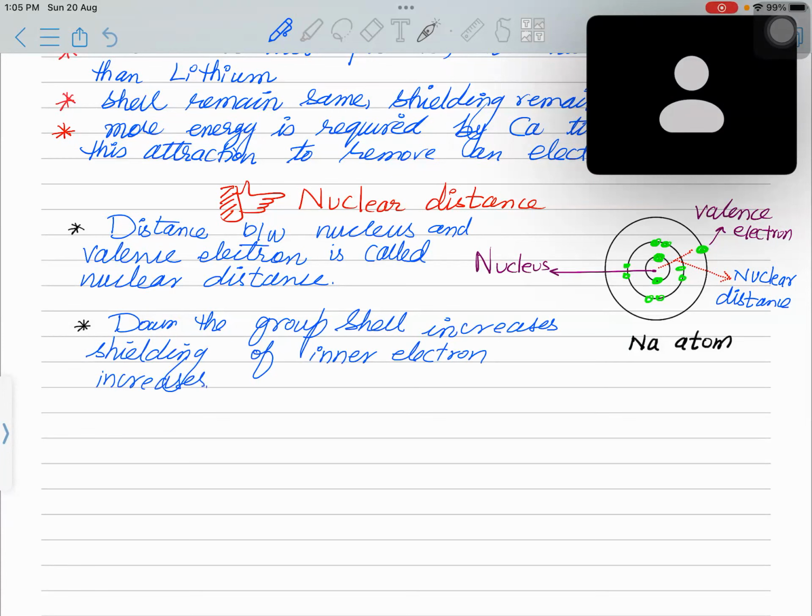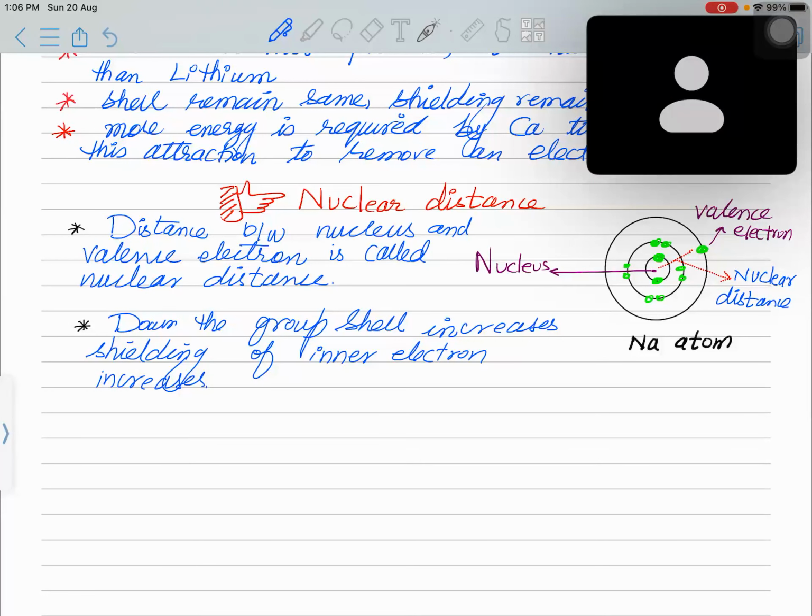Shielding means when inner electrons cover the nucleus. So the attraction of the nucleus to the valence shell decreases. This property is called shielding. So down the group, shells increase. As the shells increase, inner electrons increase, and shielding also increases.